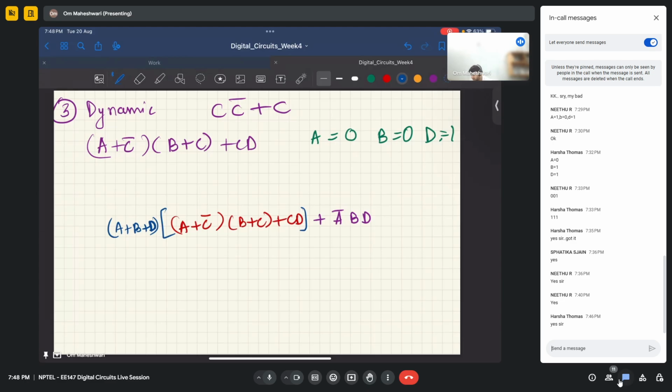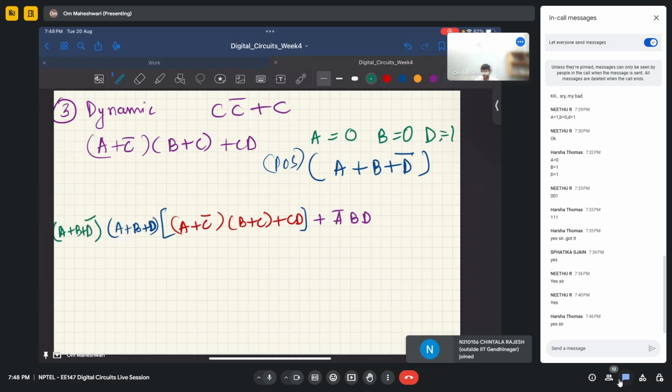So here also we do the same thing as we did for static 0. What we can do is a plus b plus d bar is a famous term. If we multiply this, then let's see what we will get. Multiply it here, a plus b plus d bar.